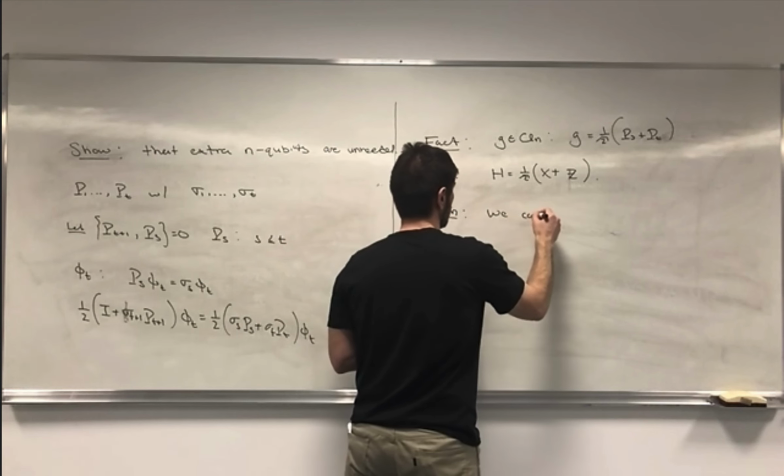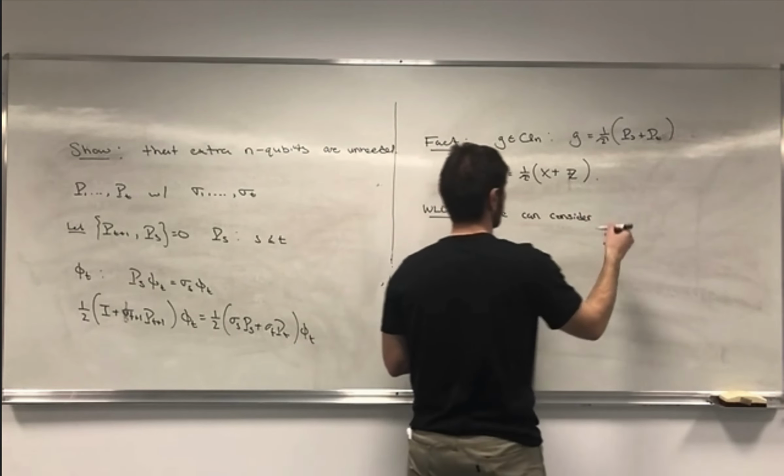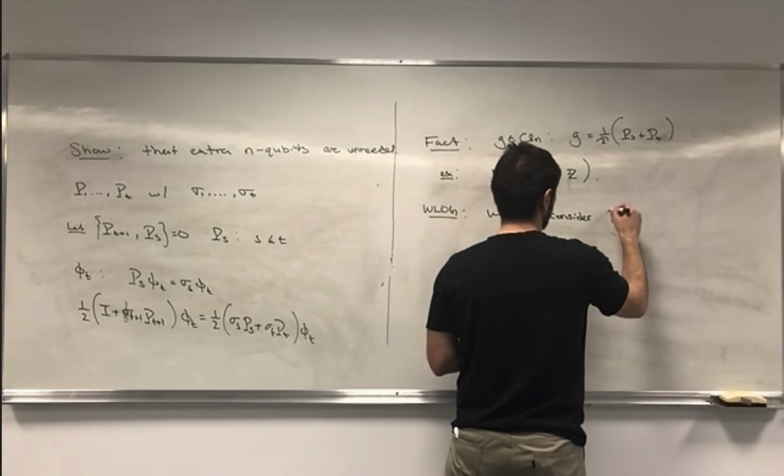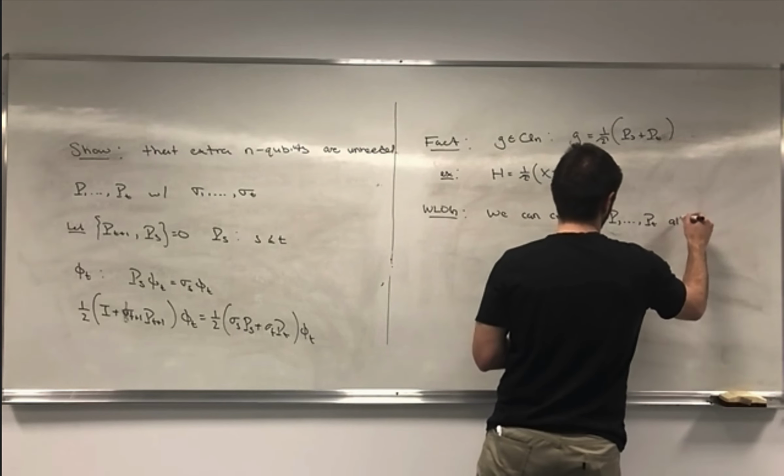So I'm back to, without loss of generality, we can consider commuting Paulis, P1 to PT, all pairwise commuting.